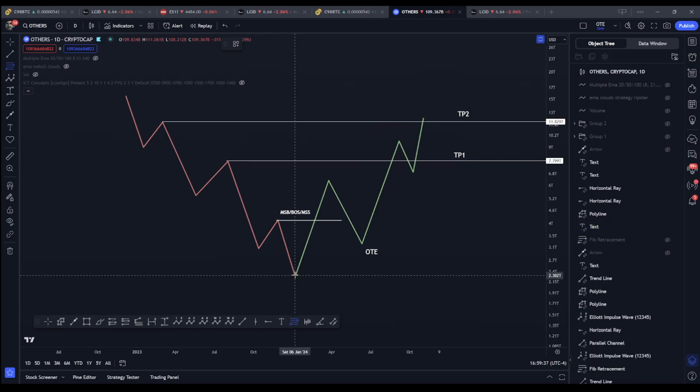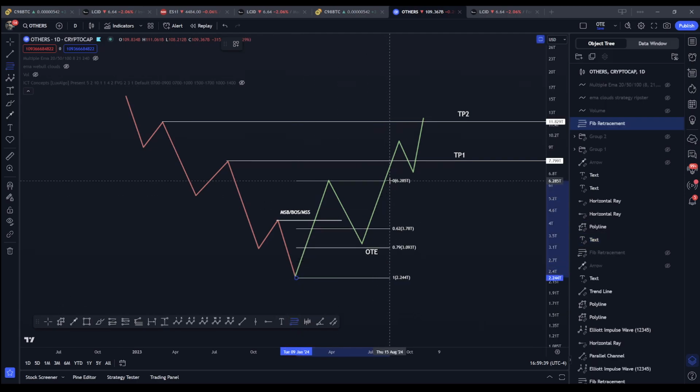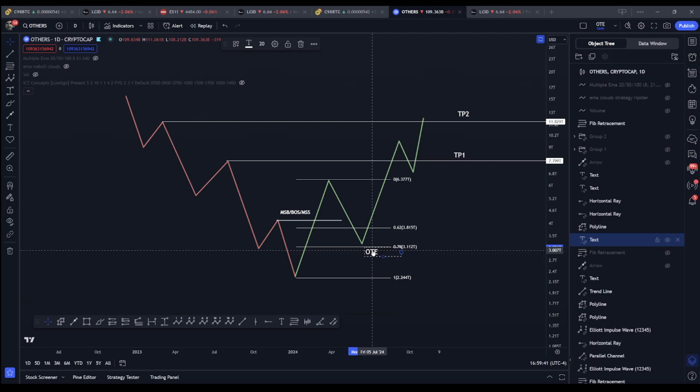So OTE is when you draw your fib from the bottom, the assumed bottom, to the top, and it's going to be between the 0.62 and 0.79. Now, most of the time it's going to hit there. Maybe sometimes it'll front run, maybe sometimes it'll wick through, but as long as the candle bodies are within this zone, then that's going to be OTE most likely.